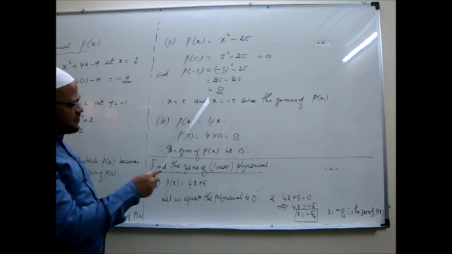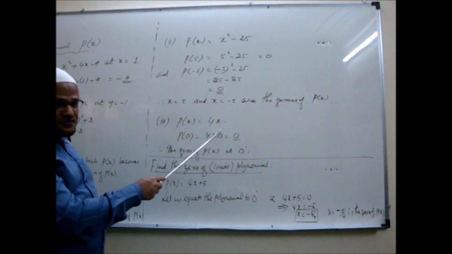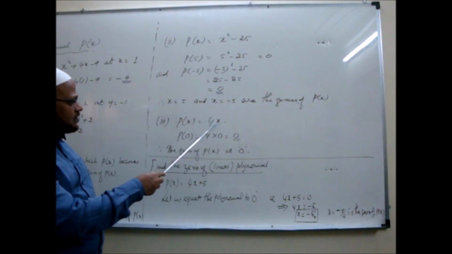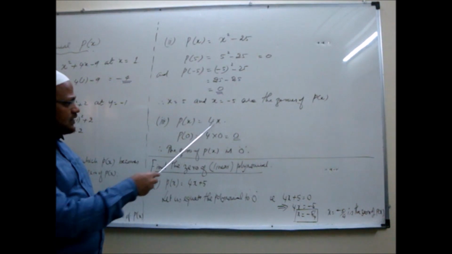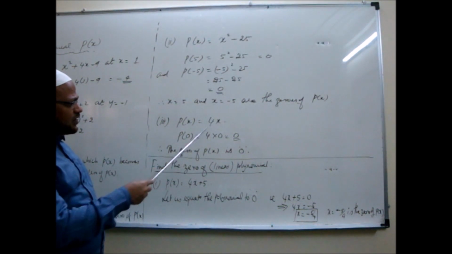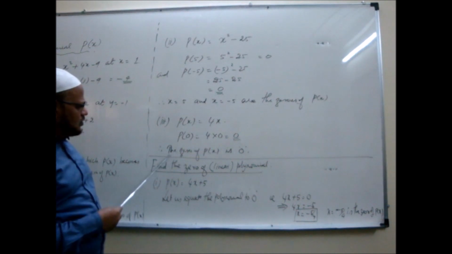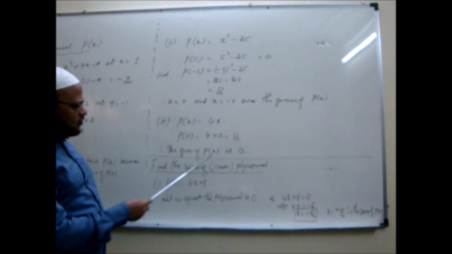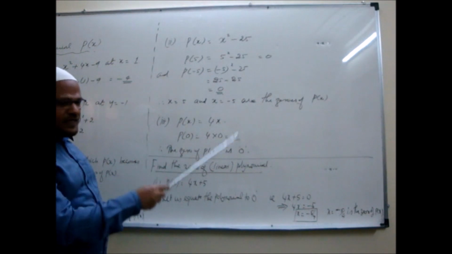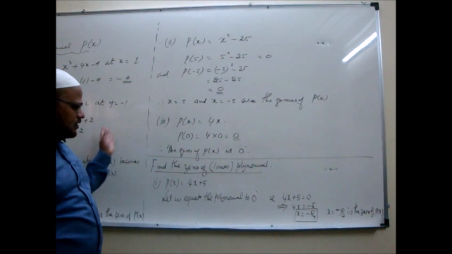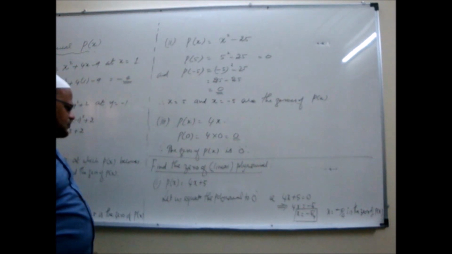P of x is equal to 4x. Here what is the 0 of the polynomial? Substitute x is equal to 0 here. In the place of x, if I put 0, then only it will become 0. So 4 into 0 becomes 0. So the 0 of p of x is 0. X is equal to 0 is the 0 of this polynomial. So different polynomials, we have seen that.